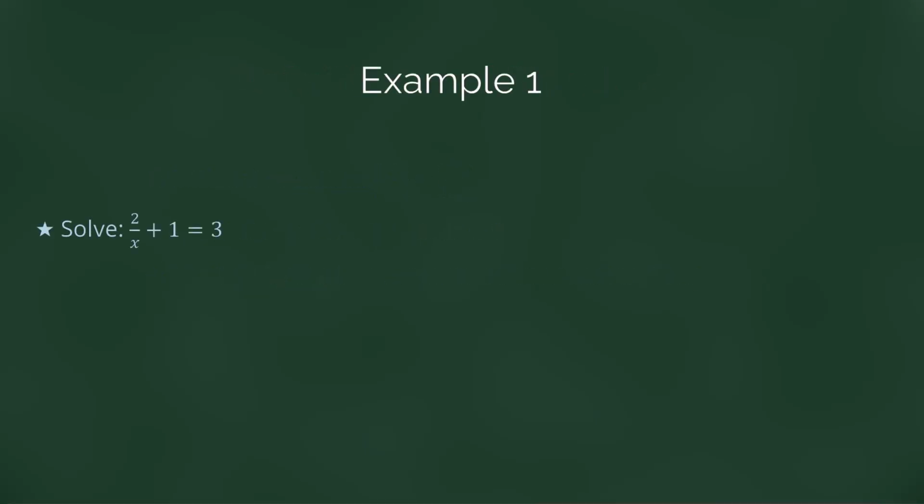Let's start with a fairly straightforward example. Here we have the expression 2 over x plus 1 is equal to 3. We know that this is a rational equation because, first of all, it's an equation, it has an equal sign in it, and we have a variable in the denominator. We're going to start off by figuring out our restrictions. Remember that the restrictions are any numbers that make a denominator 0. We only have one denominator here, it's x. If that is 0, that's a problem. So we know automatically that x cannot be 0.